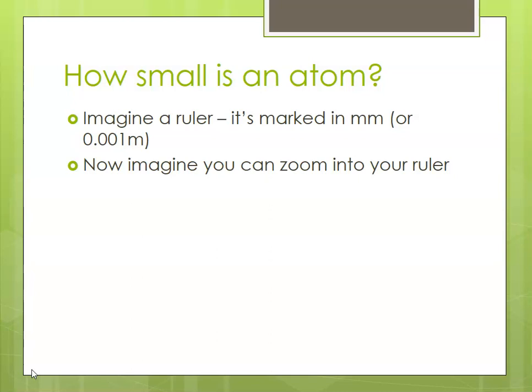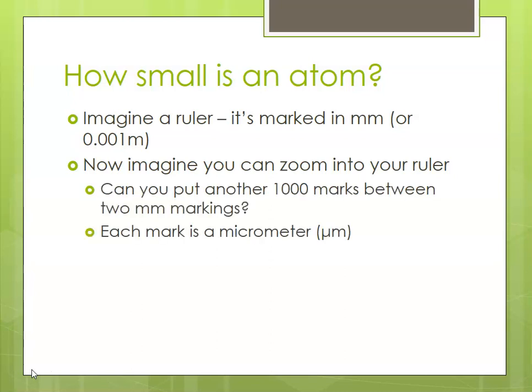Now, if you could zoom right into this ruler, that space between 2 millimeters is now massive. You've zoomed right in, you're looking at really tiny, and you're going to put 1,000 marks between those 2 millimeters. So between the distance of 1 millimeter, you're going to fit another 1,000 markings in there because you've zoomed in so small. Those markings are a micrometer. There's 1,000 of them between a millimeter.